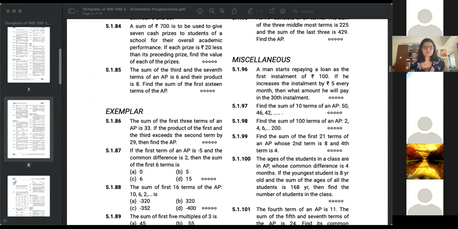Oh, this is also interesting. Look at 85. That's another variation. The sum of the third and seventh terms of an AP is 6, and the product of the third and seventh terms is 8. Find the sum of the first 16 terms of the AP. So this is more of a 3-layer problem. First, from the first sentence, you need to figure out A and D. Once you have it, then you can use Sn to do this.